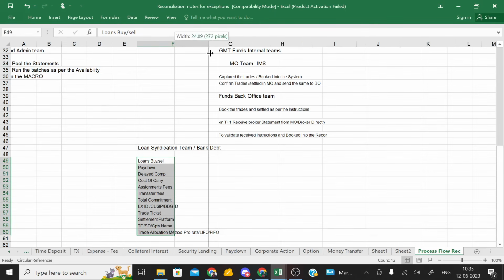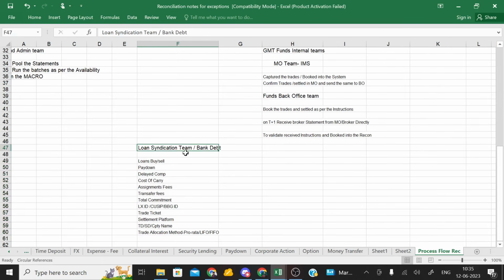Without this, trade processing teams won't be able to book the trades. Simple. So without this key information, the fund back office, loan syndication team, and even the middle office, the same input is required. Without this input, they won't be able to do anything as such. Same input they require, and the loan syndication team also requires the same details. Without this input, without this information, they cannot book any trades in the system.